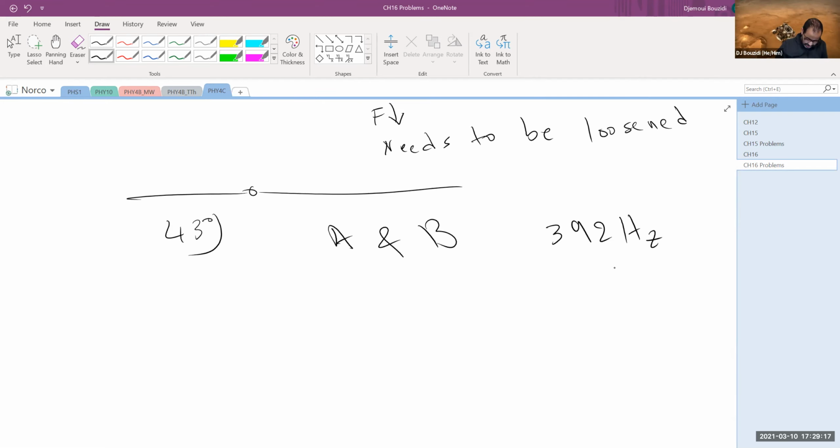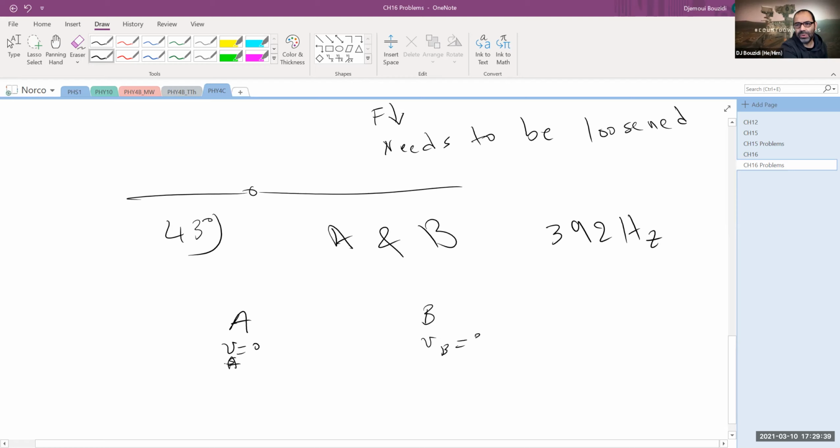And A is stationary and B is moving toward the right from A at a speed of 35 meters per second. Okay, so here's train A, and here is train B. Train A is not moving. Train B, let's call it VB, is equal to 35 meters per second in this direction, away from train A, okay?